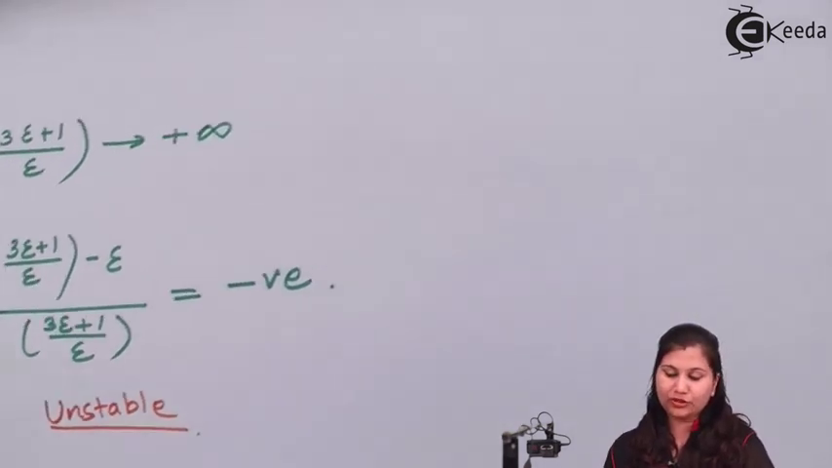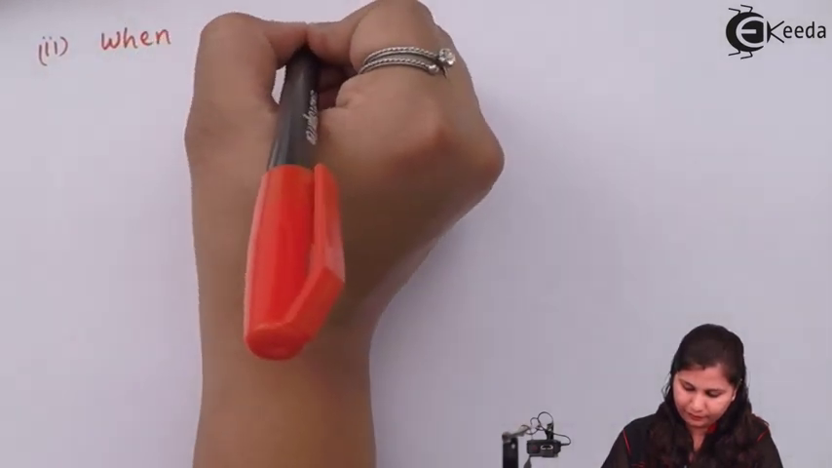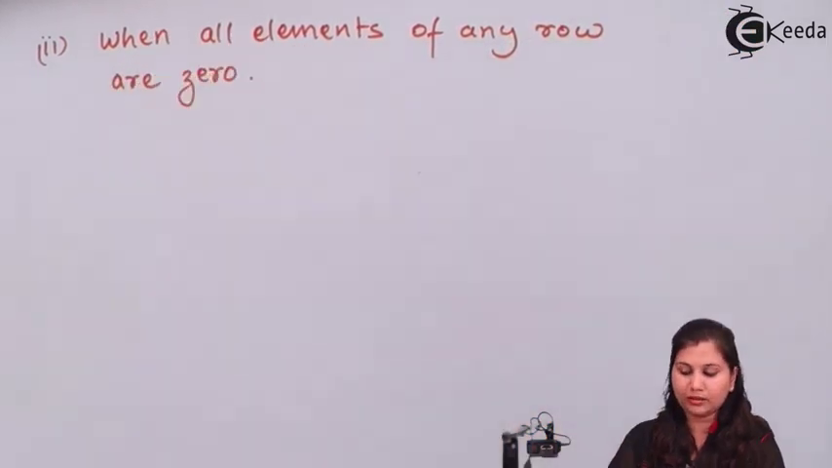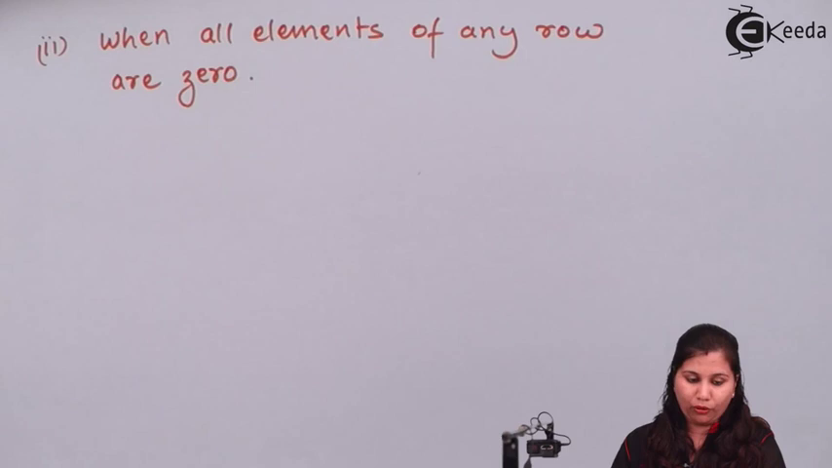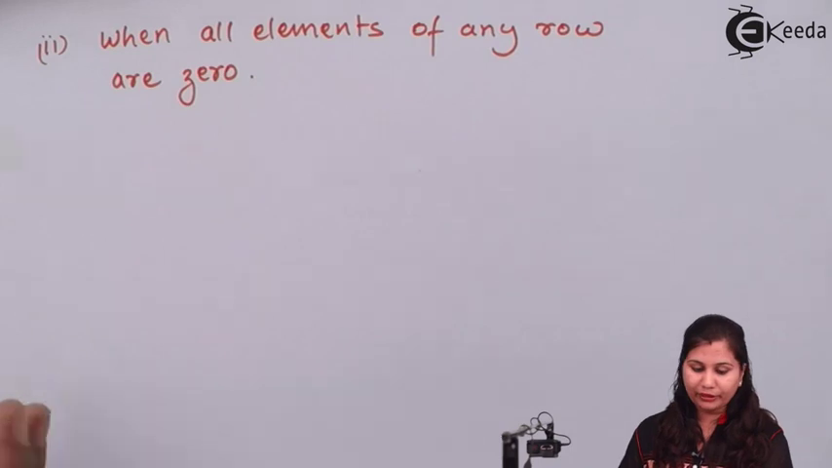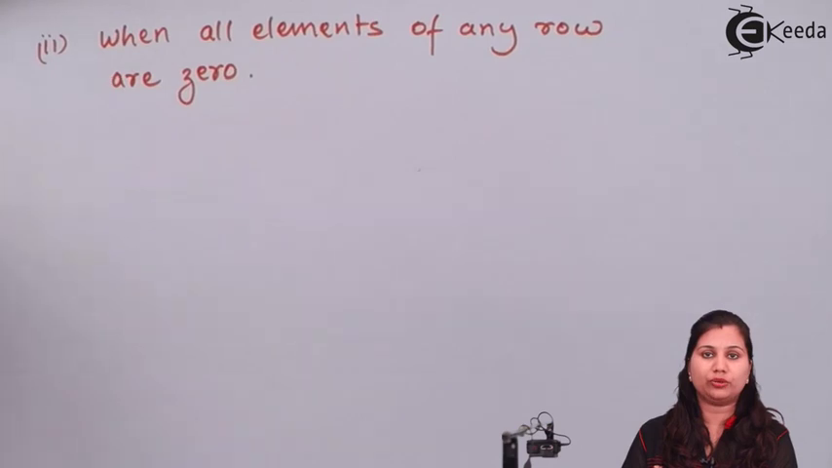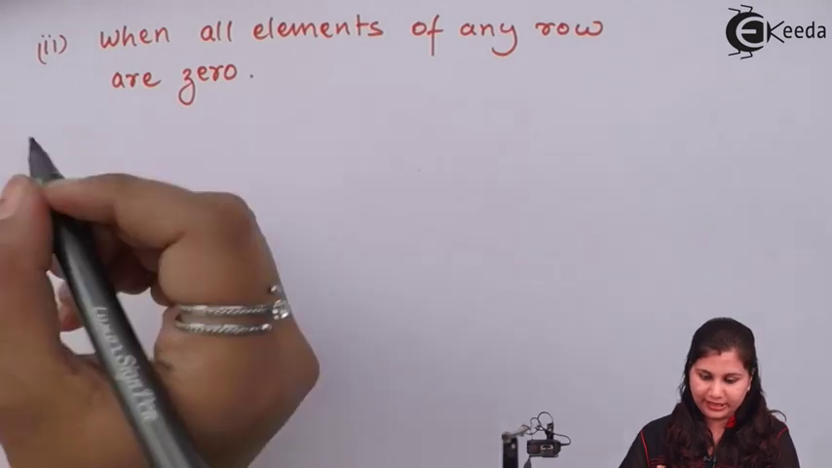Now the second limitation in this Routh Hurwitz criteria is that when all the elements of any row are coming out to be 0, then what you are going to do? You are going to form a subsidiary, or you can say auxiliary equation. Then you are going to differentiate that auxiliary equation and then equate that auxiliary equation to 0, and then you will get the value of S. Okay, so let's take an example.